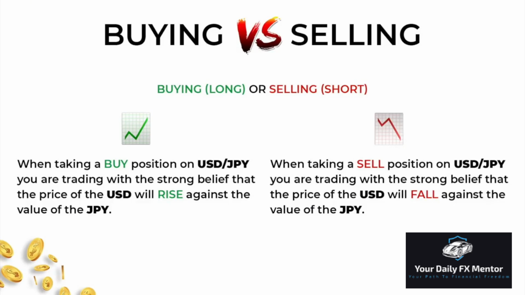Okay, so in this lesson, we'll be talking about buying versus selling. So let's take an example of a currency pair, USD yen, the United States dollar and the Japanese yen. Okay, so when we're buying and we see the chart and we believe it's going up, what we're saying is we believe that the US dollar in comparison to the Japanese yen will rise in strength, meaning the dollar is going to be worth more in comparison to the Japanese yen.